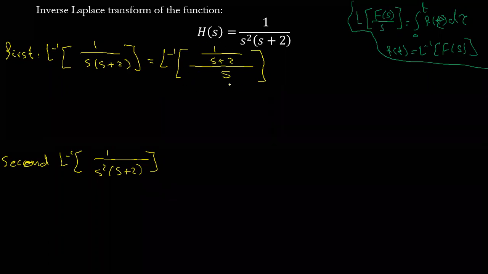Can anyone explain why this fraction is the same as this one? Speak, please. David, why is this fraction like this fraction? Because it's normal to flip the denominator and multiply. Yeah, so I will flip the denominator, so it will be 1 over s multiplied, so it will be the same.